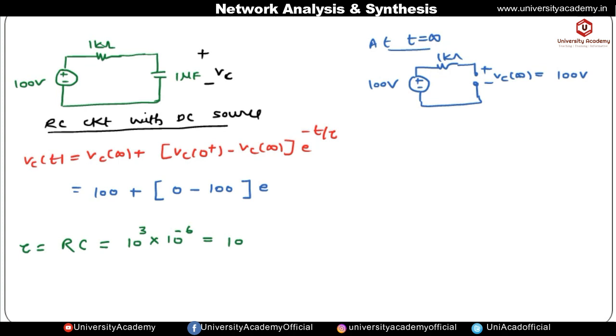So the time constant we are getting as 10 to the power minus 3 second. If we substitute this value here, we are getting e to the power minus 1000 t. So it means Vc of t, that is the voltage across the capacitor, we are getting as 100 minus 100 into e to the power minus 1000 t. Suppose this is equation 1.